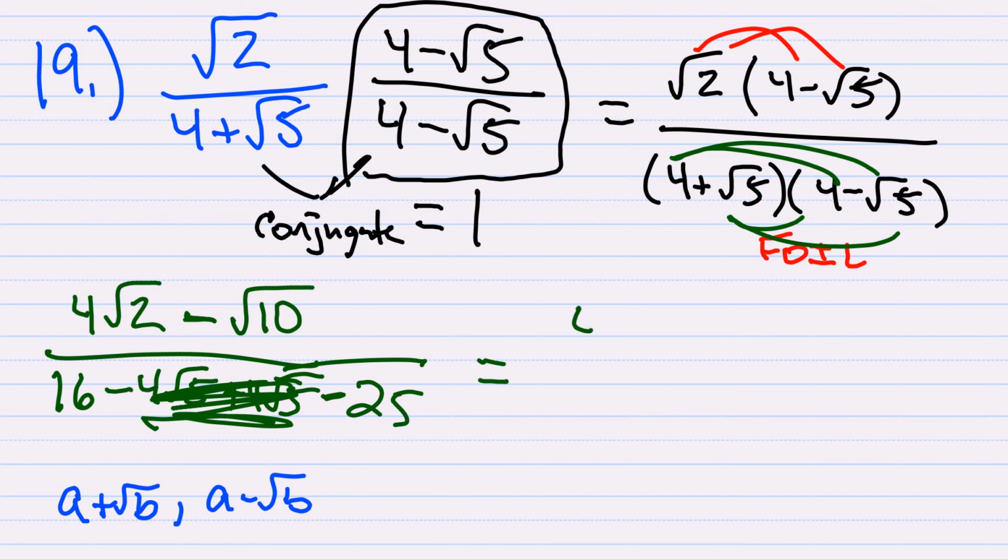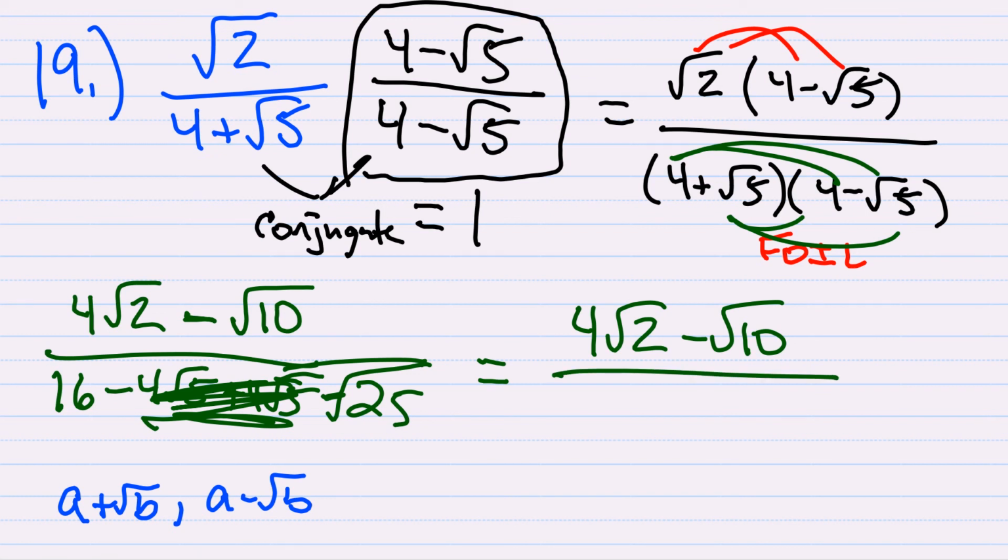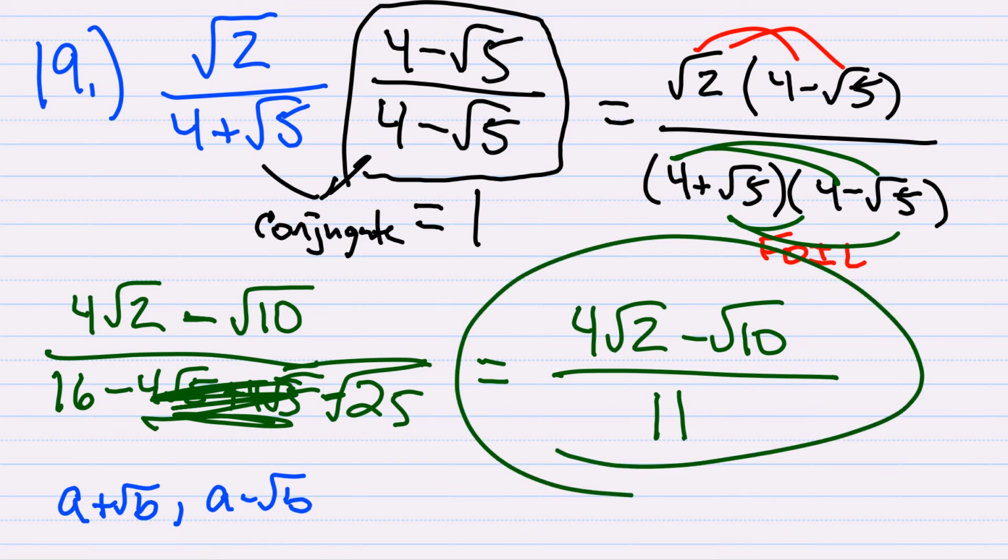So my final answer is 4 radical 2 minus radical 10. Remember, this is the square root of 25. I must have forgotten to put that radical in there. So it's 16 minus 5, because the square root of 25 is 5, which becomes 11. Right? And that's it.